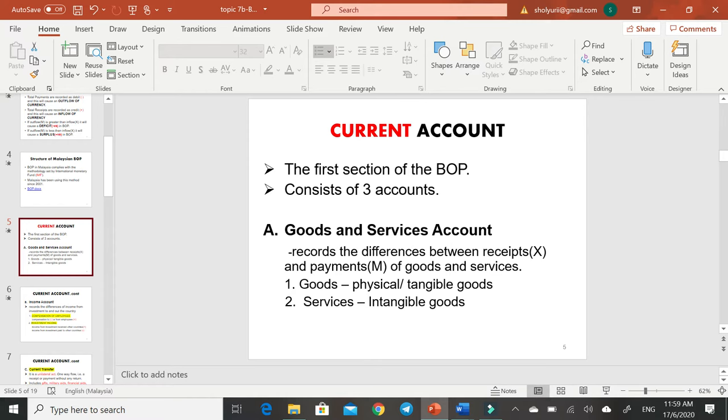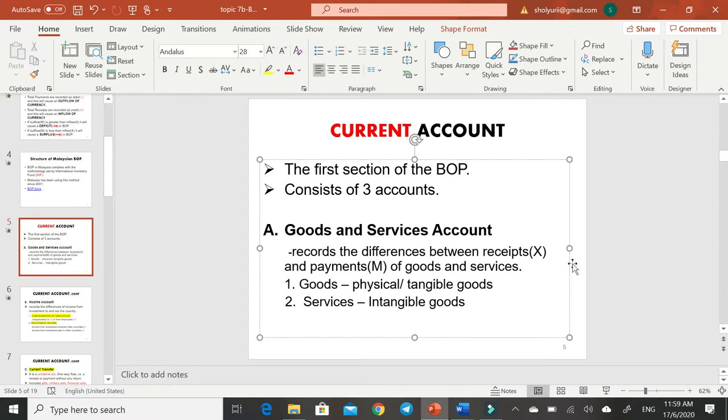Okay, the first is good and services account. So good and services account, it records the differences between the receipt, export, and the payment, import of goods and services. Okay, so bear in mind, if we export our product outside, with that we will have money from it, right? So how do it being recorded in the balance of payment? It will be recorded as positive. Well, if we import goods from other country, okay, we need to pay for it. So the money going outside of the country, how we record this? We record as negative.